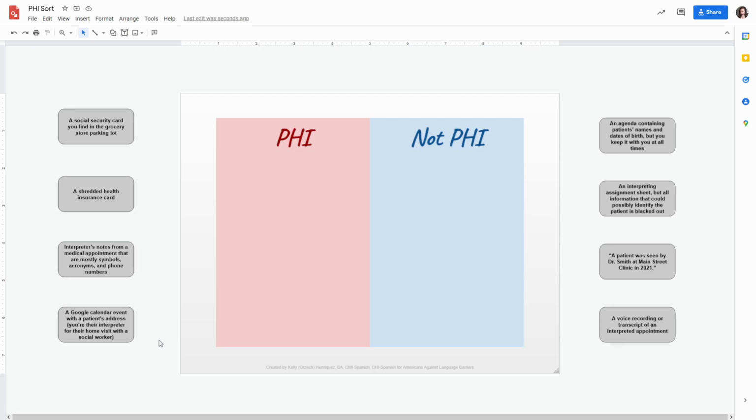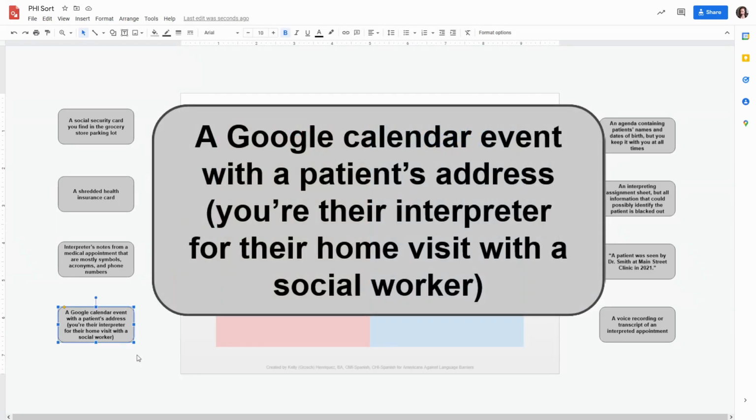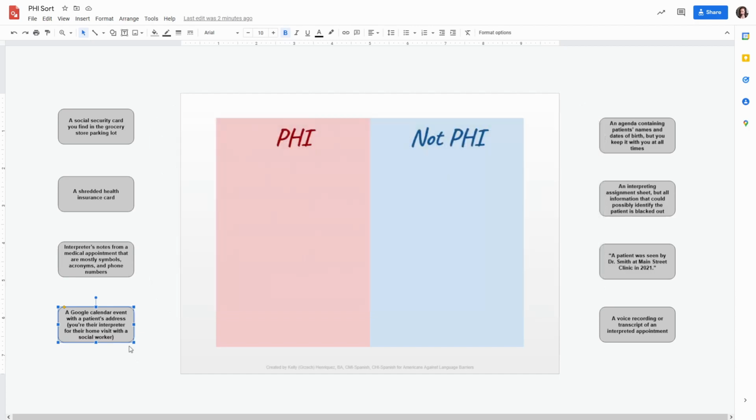The next thing that we have, this I think is honestly the trickiest one, a Google Calendar event with a patient's address. You're their interpreter for their home visit with a social worker. So the reason why I put this one on here is because I see interpreters, some interpreters, being really, really good about protecting PHI, except when it comes to this. This is one that I do like to classify as PHI, simply because, okay, you can make the argument that they're having a home visit with a social worker.